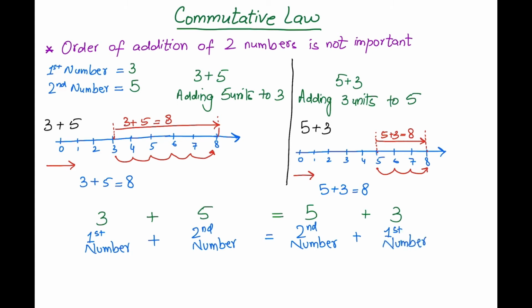Okay? Hence you can see that when you are adding 3 and 5, you saw that the order of addition of two numbers is not important. Either you can add the first number plus the second number, or you can add the second number plus the first number. The result will always be the same. Okay? Let's look at a few more examples.